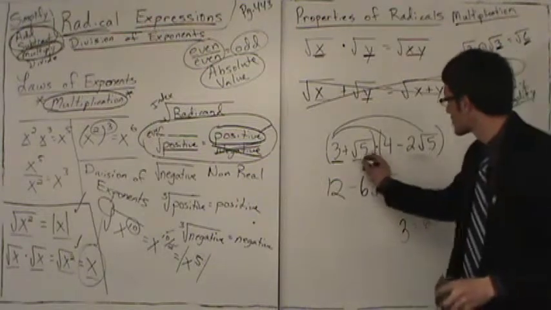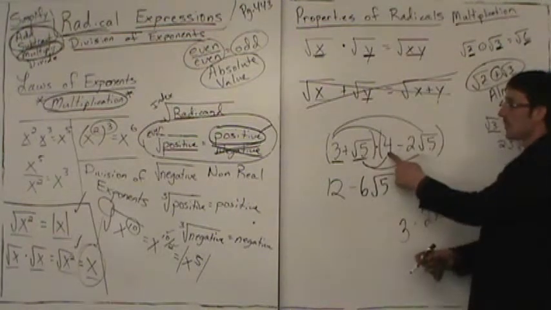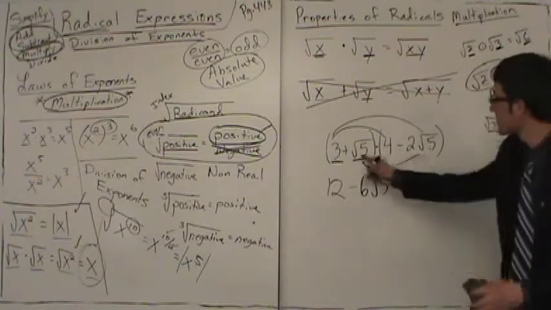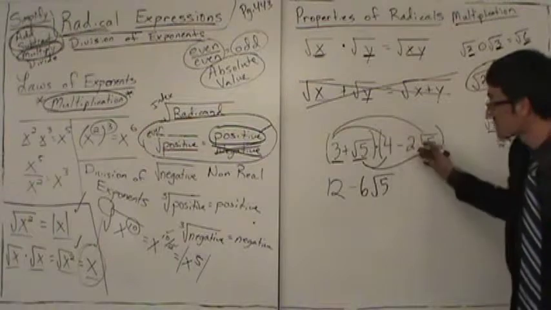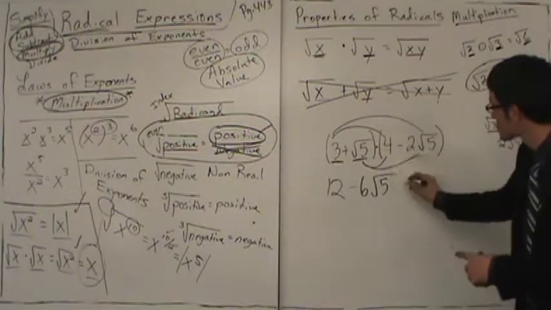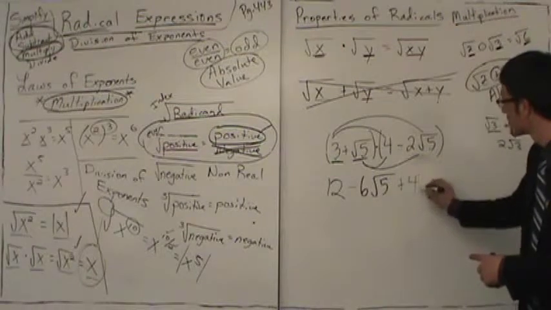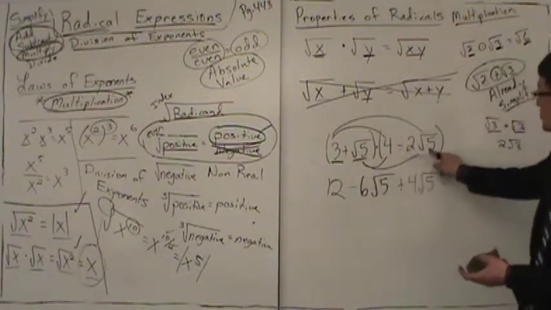Now, take the second term and multiply by both. So the question is, what is root 5 times 4? Glue it together. The 5 is underneath the radical, the 4 is not. So we're just going to glue it together, put the number that's not underneath the radical first. So put your 4 first, and then put your root 5 on the end. Now, we have to do the root 5 times the negative 2 root 5.